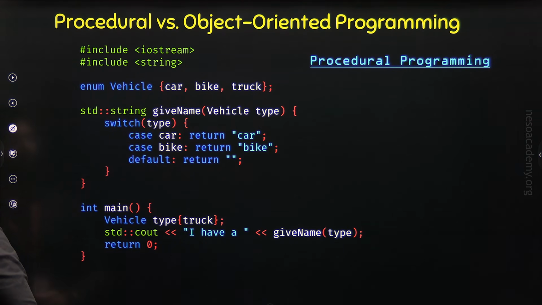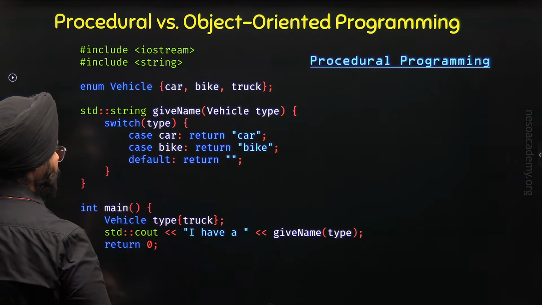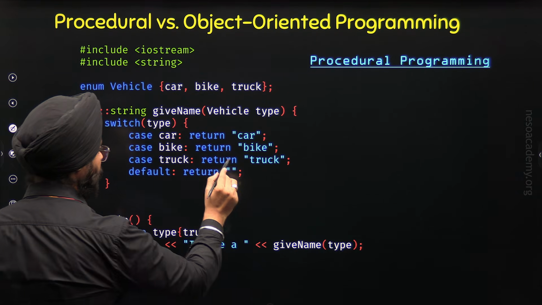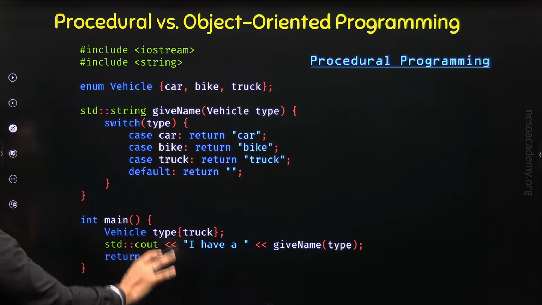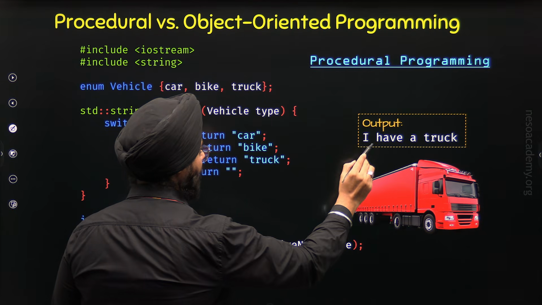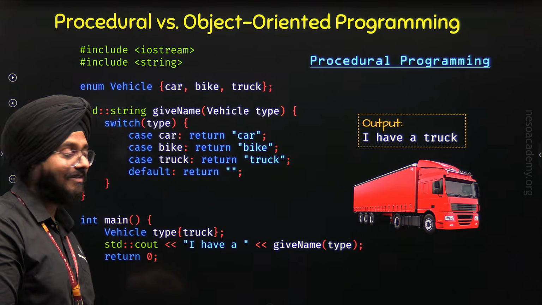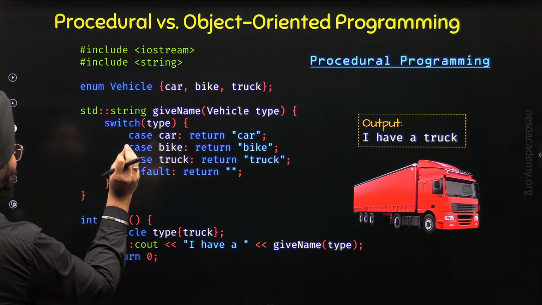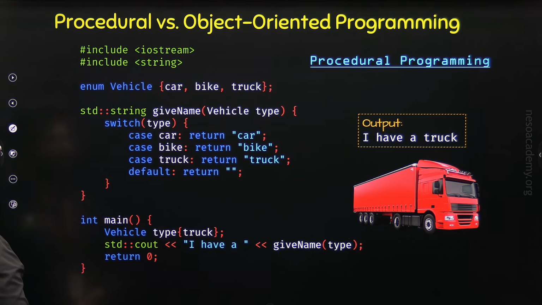Apart from this, we need to make one more change. Here we need to add one more case of truck with the return value of truck. Now when we execute this program, we will get the correct output, that is, I have a truck. Here you can observe that if we want to add an additional feature to our program, we need to make some changes in the program.